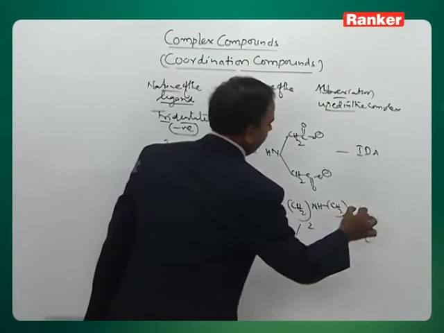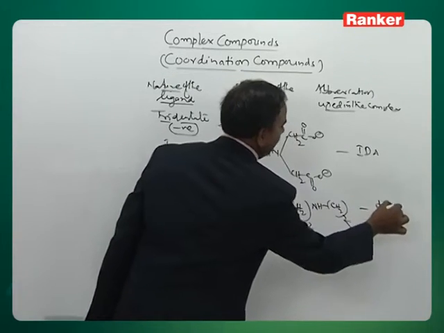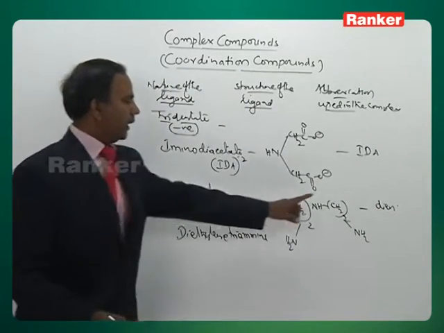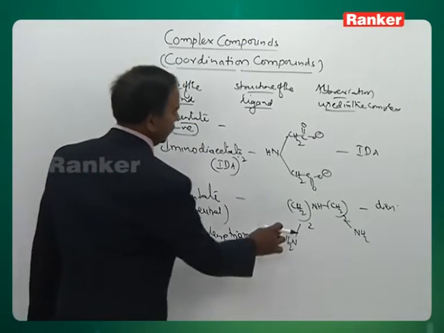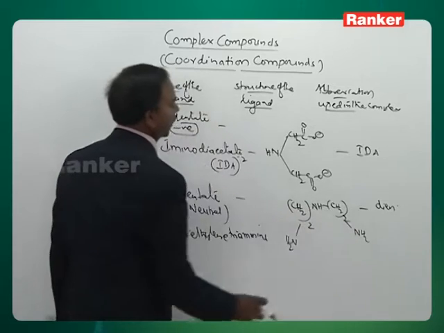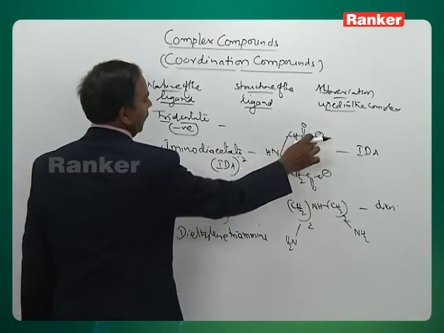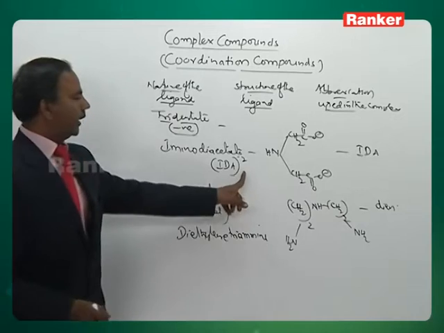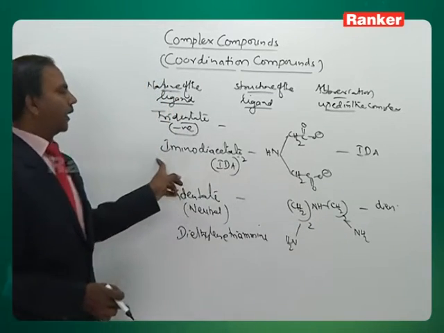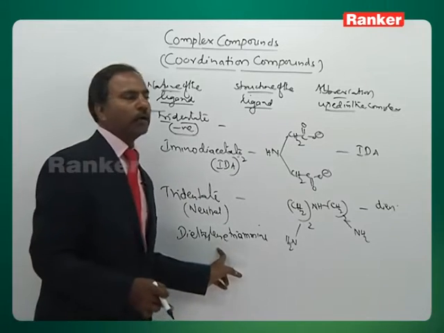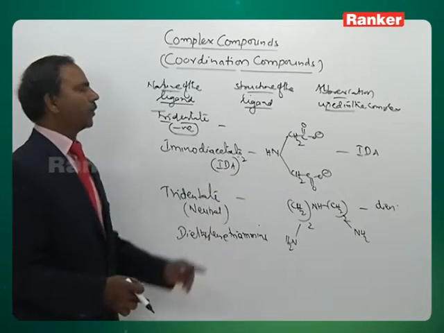It is represented in the complex simply as dien. Dien stands for diethylene triamine. This is tridentate: the first donor, second donor and third donor. Tridentate negative ligand, tridentate neutral ligand. One is a negative ligand, one is a neutral ligand. These two are the important ligands under tridentate.